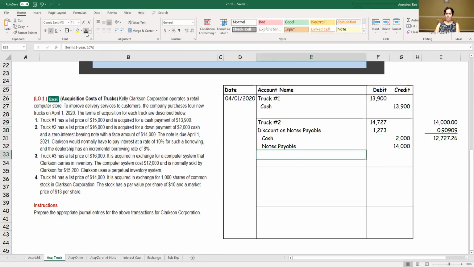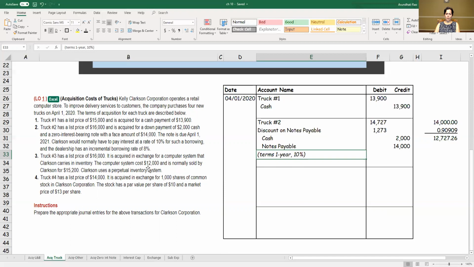And here I'm writing a note to myself, and I'm saying the terms are 1 year, 10%, so I can explain how I came up with these numbers. Now let's look at the third truck. This truck has a list price of $16,000. It's acquired in exchange for a computer system that Clarkson carries in inventory.